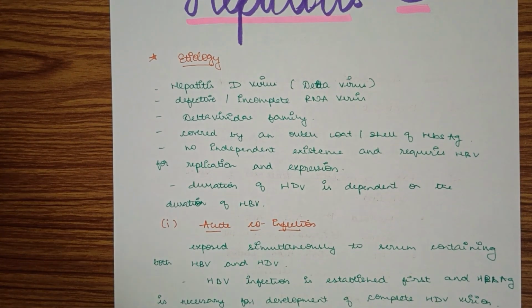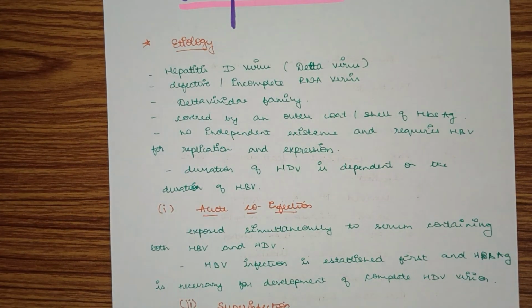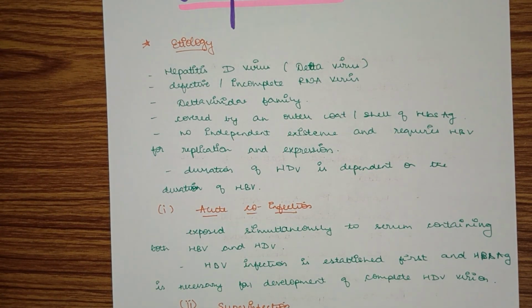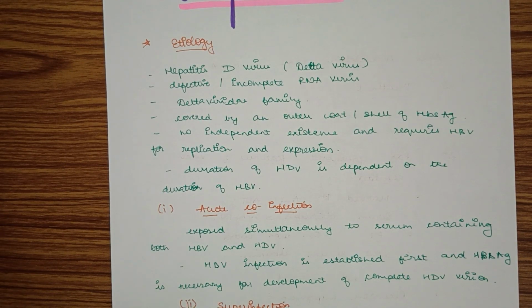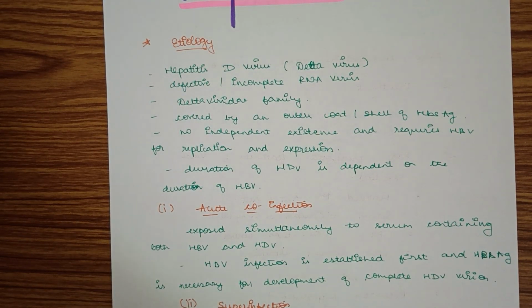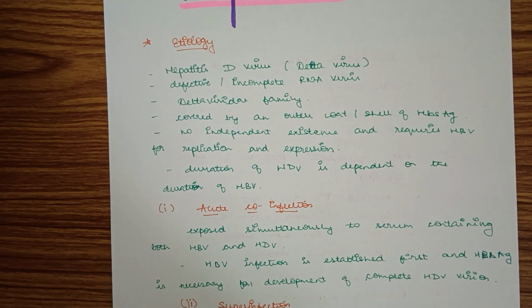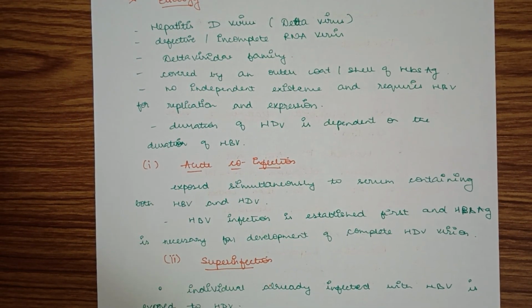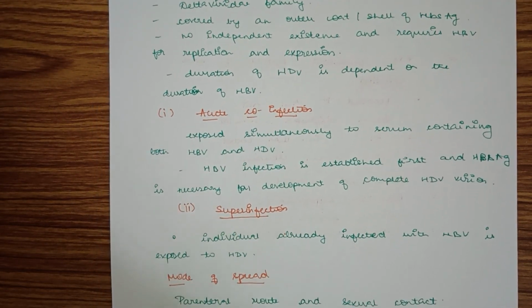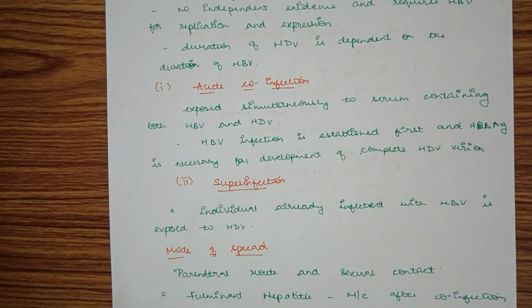It belongs to the Deltaviridae family. It is covered by an outer coat that is a shell of HBsAg, which is hepatitis B virus surface antigen. It will be covered by that, so therefore it cannot have independent existence and requires hepatitis B virus for its replication and expression. The duration of hepatitis D virus is dependent on the duration of hepatitis B virus, so it can occur either via co-infection or superinfection.